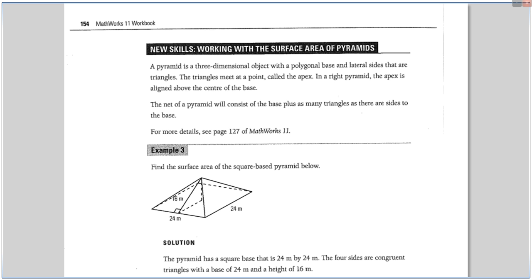Like length times width, and then add them all up. Alright, so let's go on to the next section.